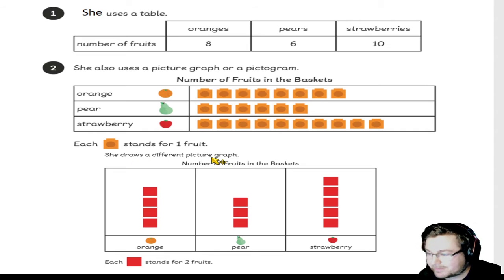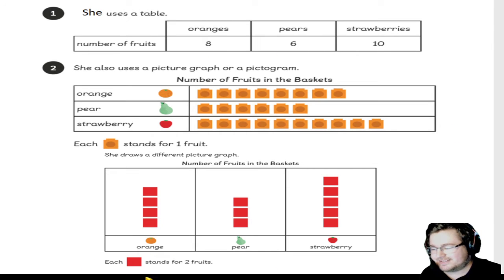She draws a different picture graph underneath down here. Now look, there's not as many here. Number of fruits, okay, oranges, she's only got 4. Interesting. Pears, she's only got 3. Strawberries, she's only got 5. Hmm.